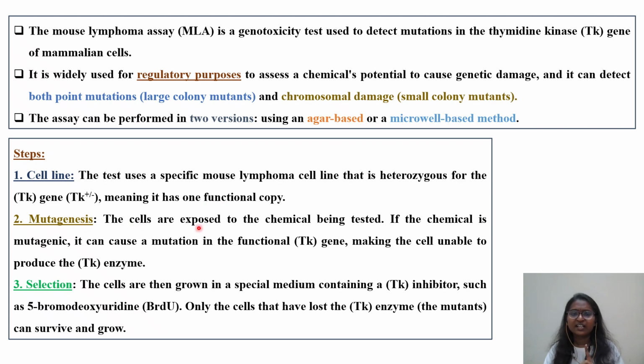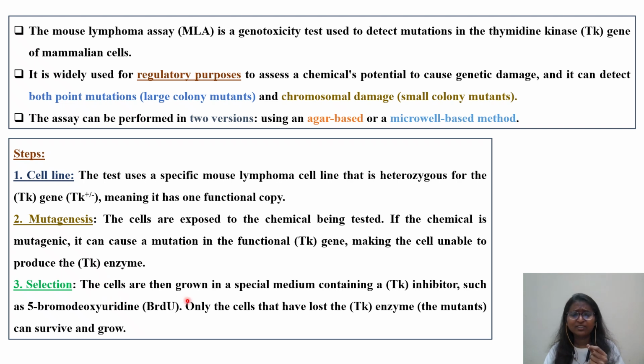Mutagenesis: the cells are exposed to the chemical being tested. If the chemical is mutagenic, it can cause a mutation in this functional TK gene, making the cell unable to produce the TK enzyme. The cells have an active TK gene, and whenever this chemical is exposed to these cells, the TK gene becomes inactive and is unable to produce the thymidine kinase enzyme.